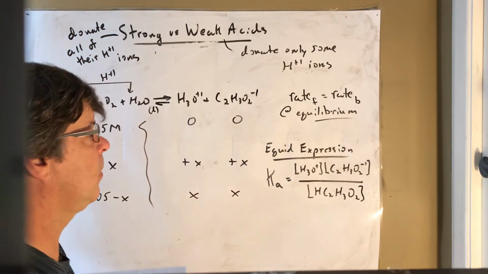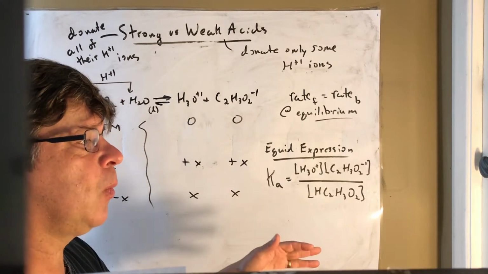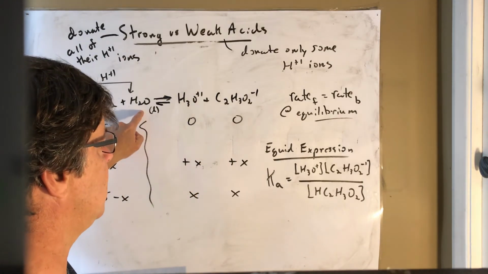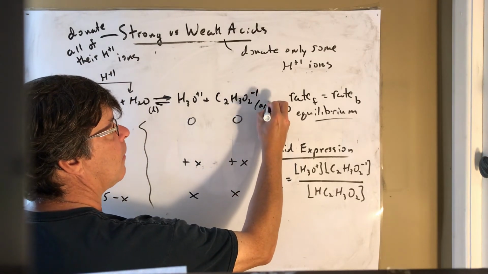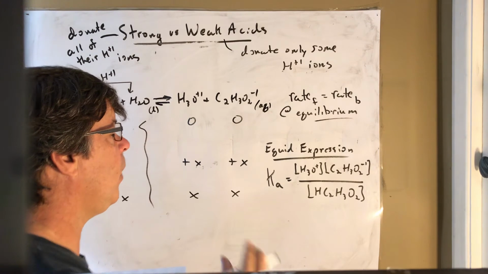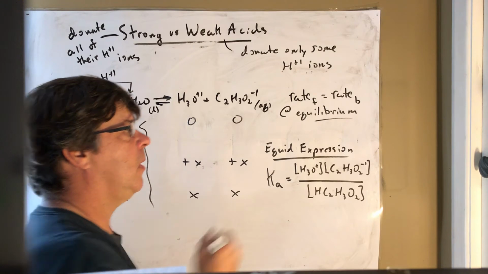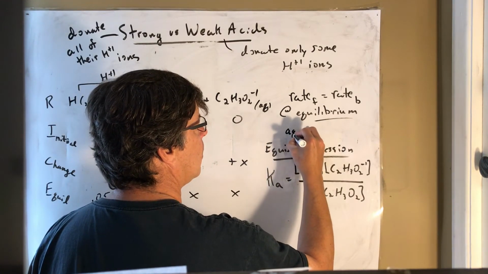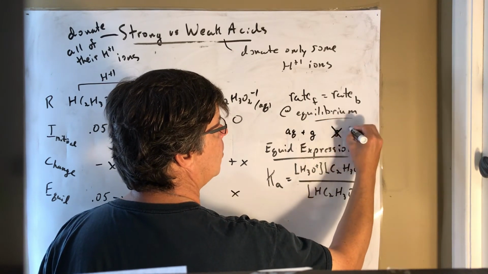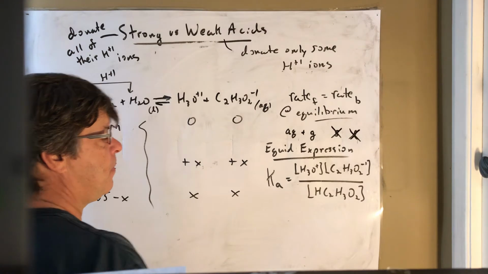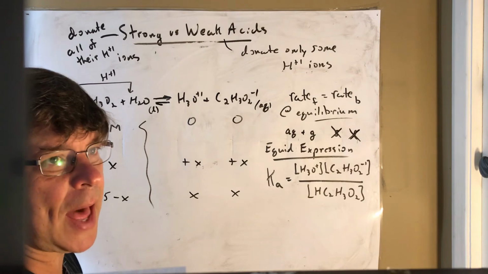Now, what do you notice? We're not including water. Water's a liquid. So if we add some water to this, we're not going to change the concentration of this. We'll change the concentrations of these, because these are all aqueous. So the only things that are included in the equilibrium expression are aqueous and gases. So solids, no. Liquids, no. So this is our equilibrium expression, products over reactants, all right?